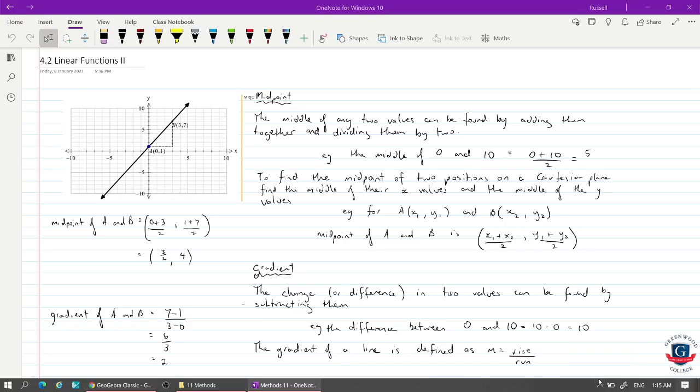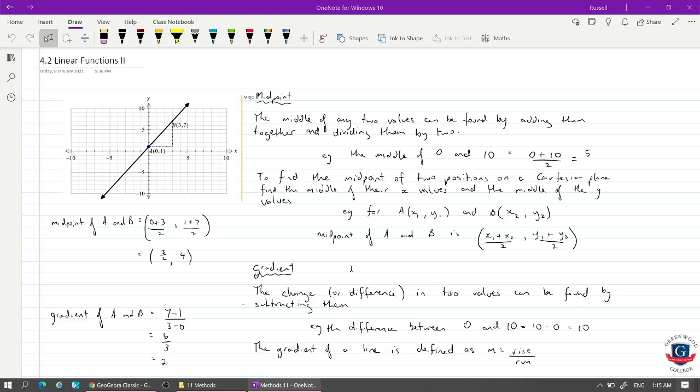Hi everybody, let's have a look at our second linear functions exercise. This time we're going to look at midpoint, gradient. There's one other thing: distance. Yep, distance. Three simple things that we can do to help us work with a linear function.